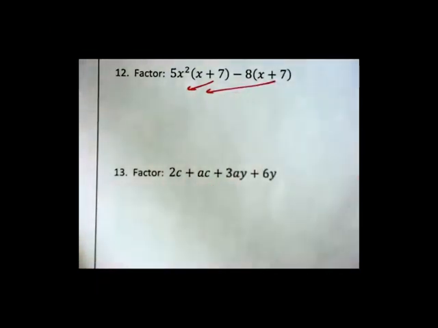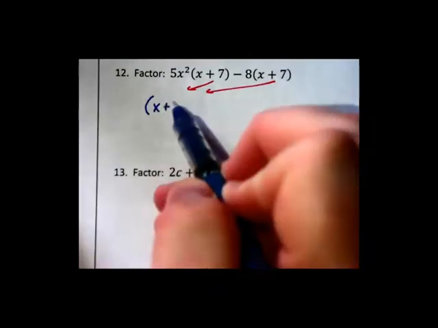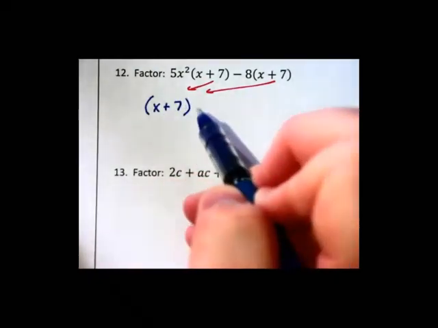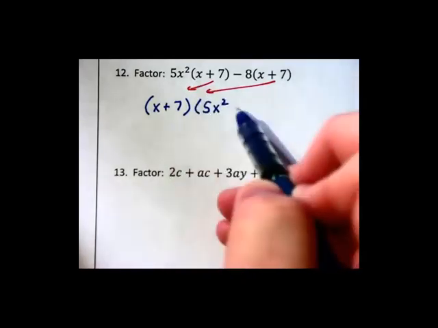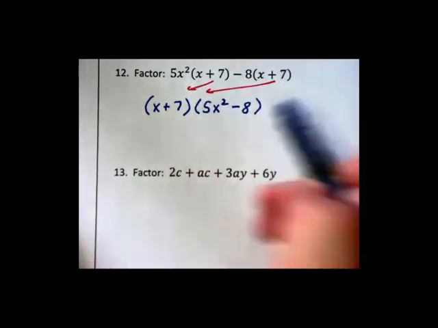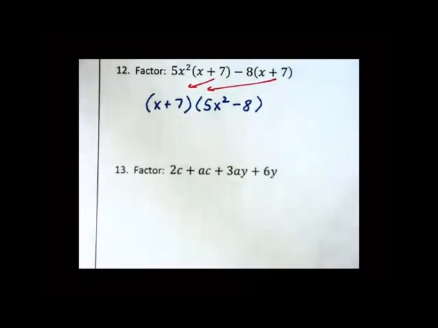Partway through the grouping method, we see an x plus 7 common to both halves of the problem. Dividing it out leaves us 5x squared from the first half of the problem and minus 8 from the second half. And that doesn't factor any further.